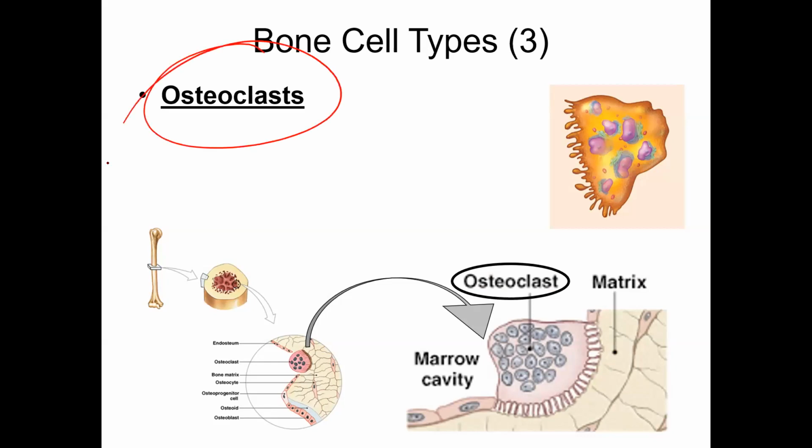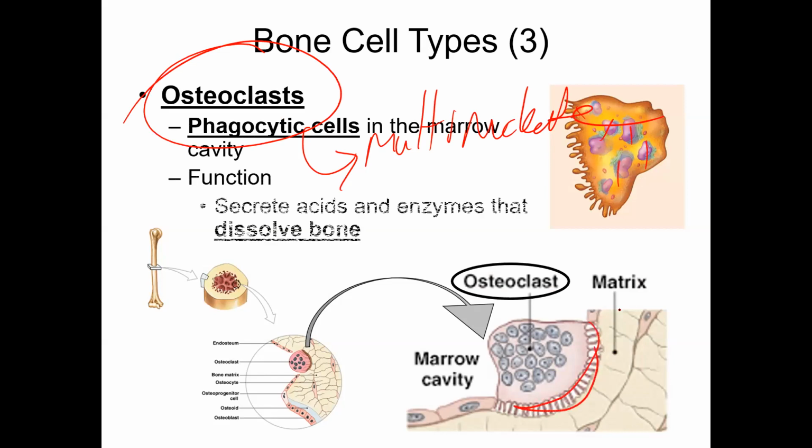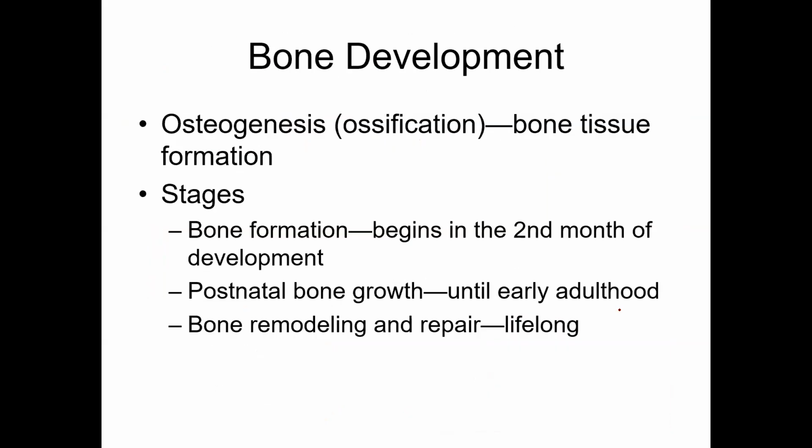Osteoclasts are the cells that break down bone. All right, so osteoclasts, things you need to know. These are multinucleate, more than one nucleus. They are phagocytic cells. They dissolve the bone matrix. They secrete an acid and an enzyme to digest that bone and break it down. More on that later.